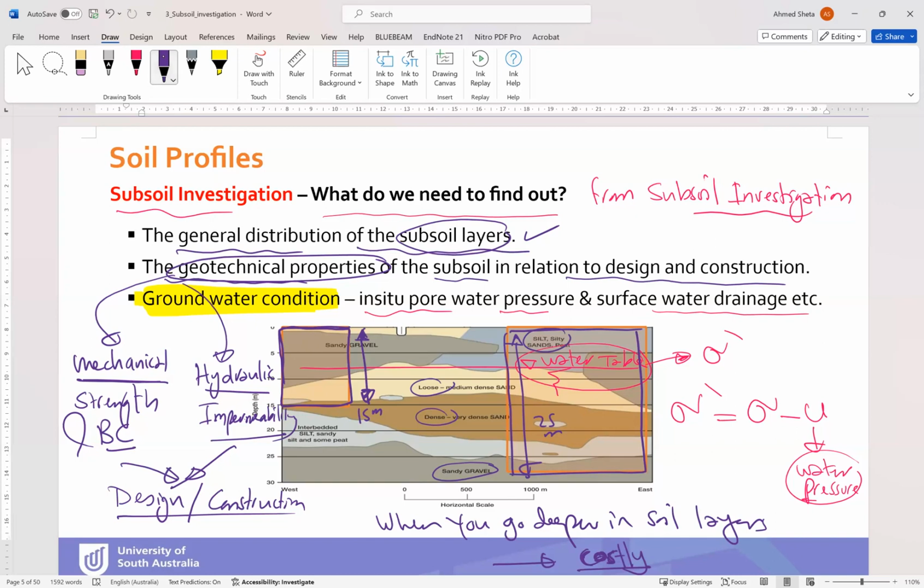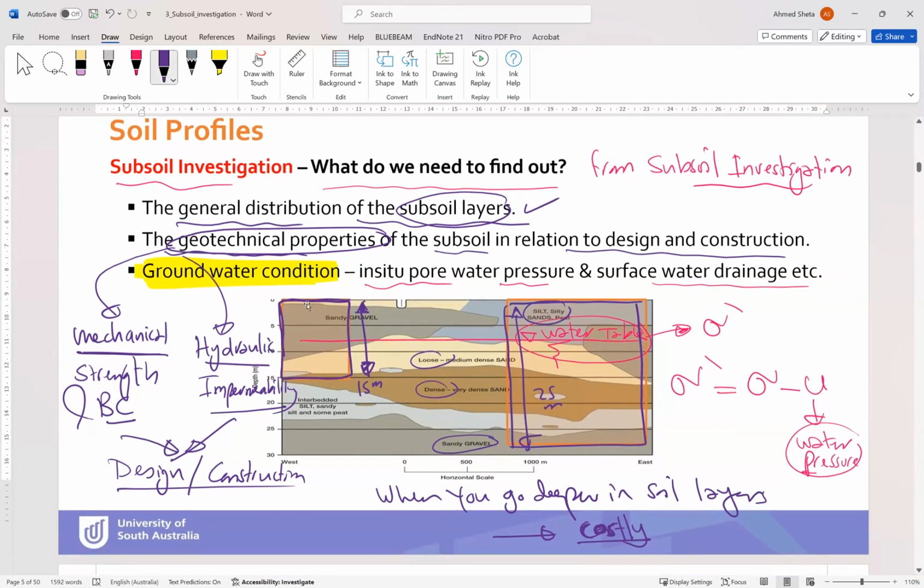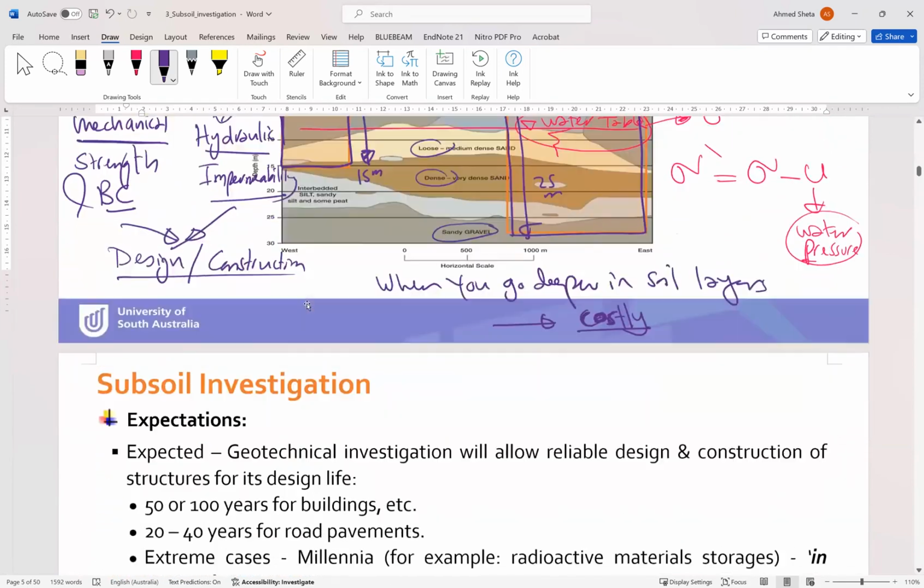Okay, so these are the three general parameters we are looking at in the subsoil investigation: the general distribution of subsoil layers, the geotechnical properties of these layers, and also the groundwater condition, or the groundwater level.